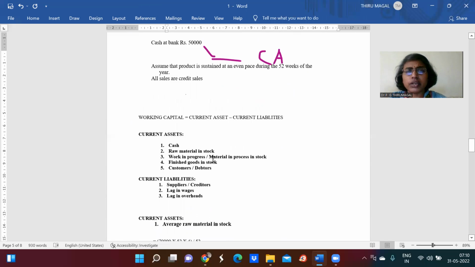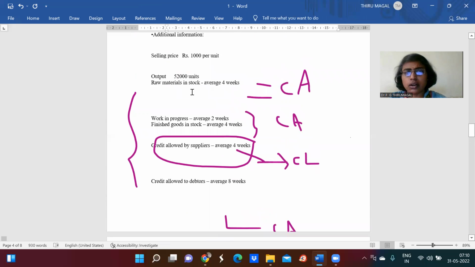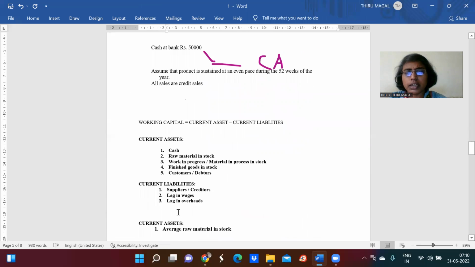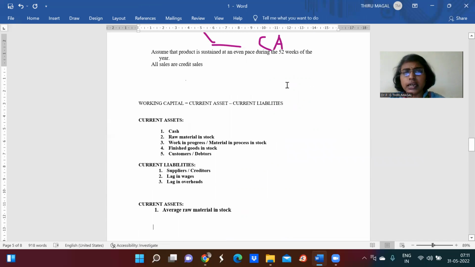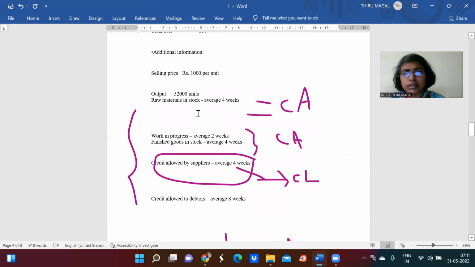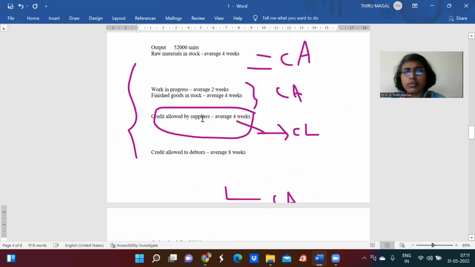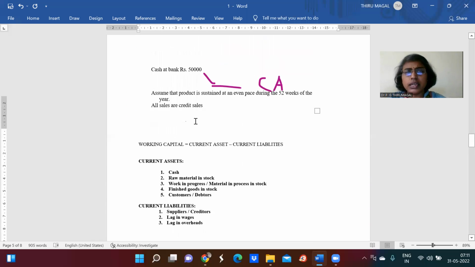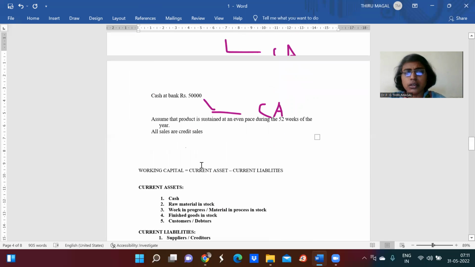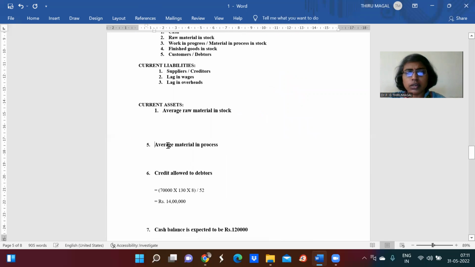So we will find out all these values, and these current assets and current liabilities are normally given in working capital related problems. Now we need to find out what current assets are given. Here, raw material in stock is a current asset. The next one is material in process, which is given in the form of work in progress. Work in progress and material in process are both the same. The next one is finished goods, so the third current asset given is finished goods in stock.